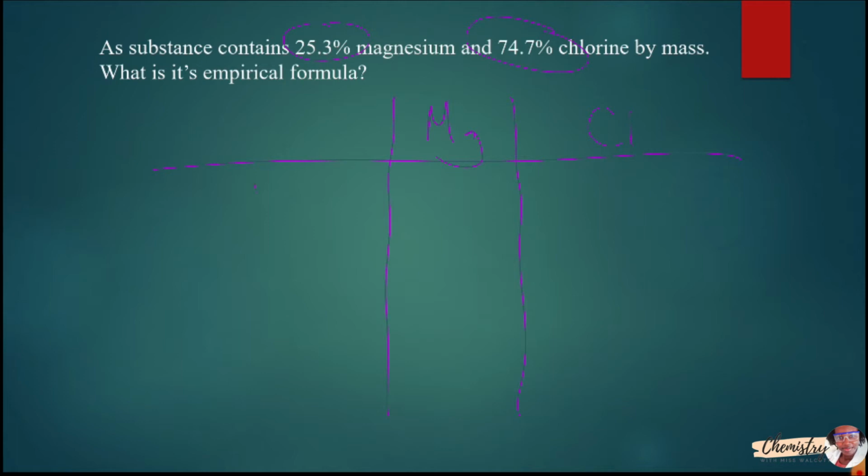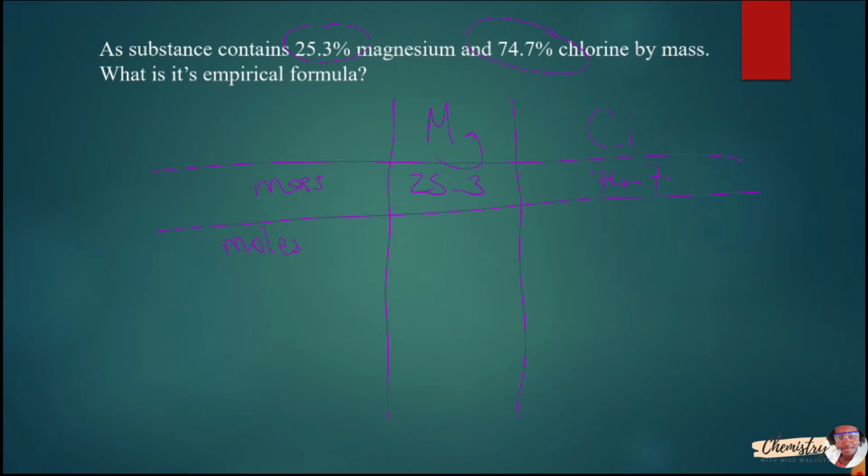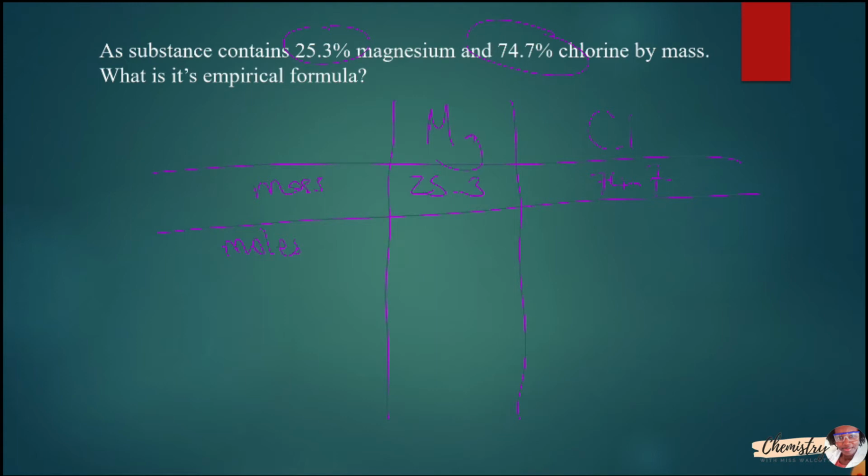So we'll write the mass, which is 25.3, 74.7. Second step is to calculate the number of moles. Now to calculate number of moles, we divide the mass by molar mass. The molar mass for magnesium is 24. So we would divide 25.3 by 24 and we will get 1.05.